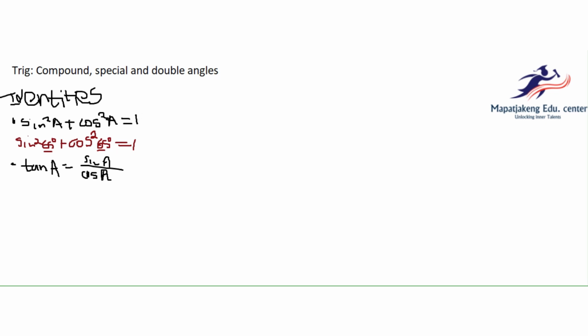And from here, from this one, we can derive that sine squared A is the same as 1 minus cos squared A, just taking this to the other side. Or we can take sine squared A and leave cos: cos squared A is the same as 1 minus sine squared A. So that's what the first part really tells us.